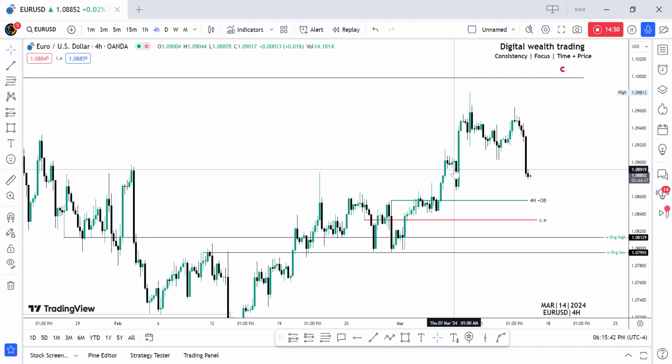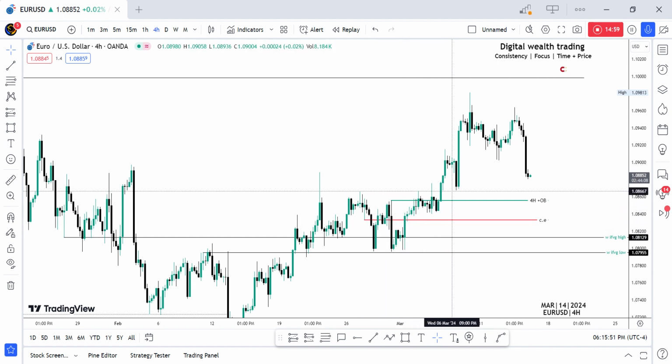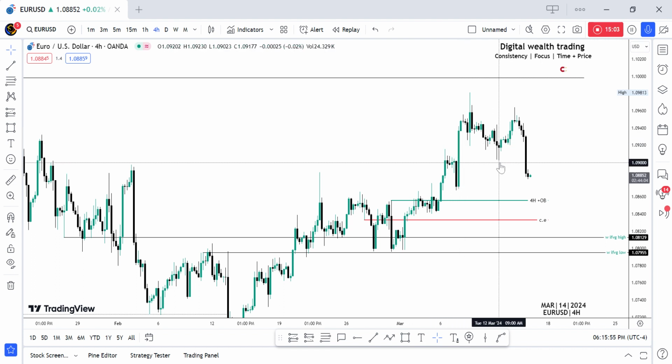So this was not effective, as the market is more interested in the daily discount price. We can also see that this is effective because it led to the change of state in delivery, led the market to price higher, but it is not that effective to lead us above the draw on liquidity, as the market priced lower.